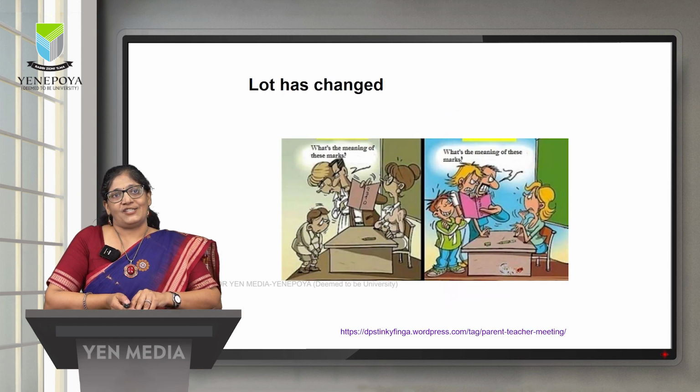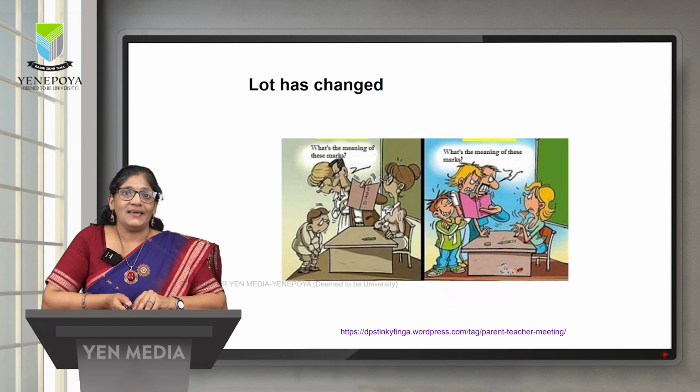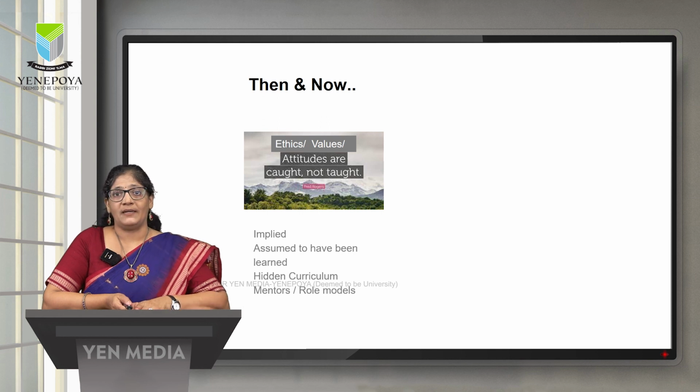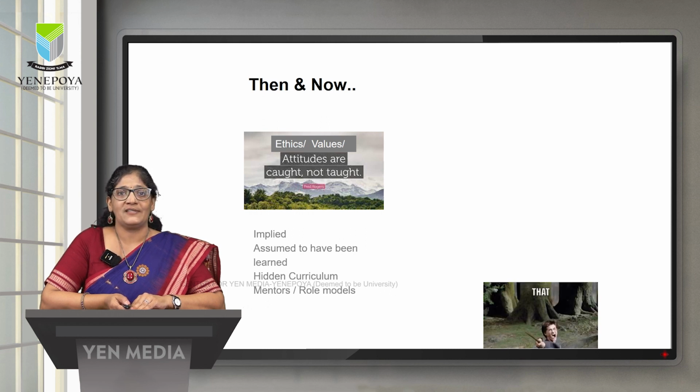Lots has changed. You have learned it, I have learned it. But things have changed. Times have changed. Students have changed. We have changed. Earlier, ethics, values, attitudes were caught, not taught. It was implied, it was understood that a student has learned. Whether I taught it or not does not matter. It was a part of what is technically called as hidden curriculum, something a student learns without me making an effort to teach him. How? Naturally, they learned from the mentors, the role models, the people they were seeing behind.